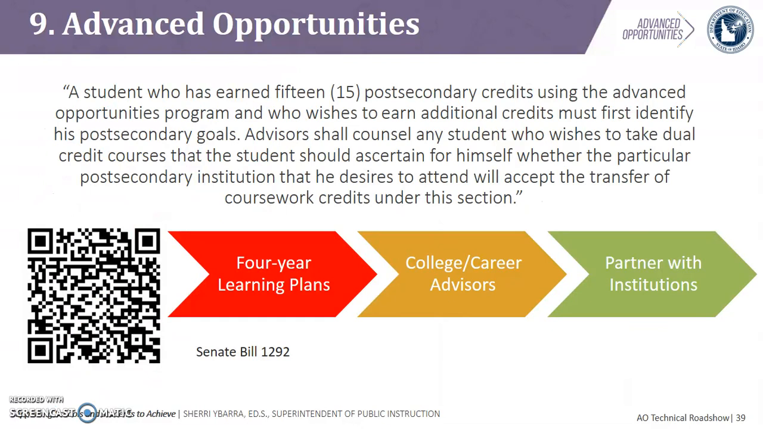The last piece of the funding of Advanced Opportunities is quite a substantial change. A student who has earned 15 post-secondary credits using the Advanced Opportunities program and who wishes to earn additional credits must first identify his or her post-secondary goals. Advisors shall counsel any student who wishes to take dual credit courses that the student should ascertain whether or not those credits will transfer. Ultimately, if the student has used funds for 15 credits, then somebody needs to sit that student down and have a conversation about how they plan on matriculating into their post-secondary plans.